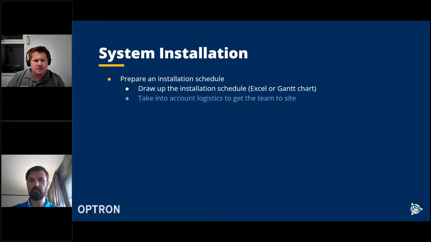And in the schedule, take into account the logistics to get the team to site. So that will be your first item on that schedule. For instance, we will say Optron team arrive on site, and we know our departure date and we know the arrival date that the guys will be on site.